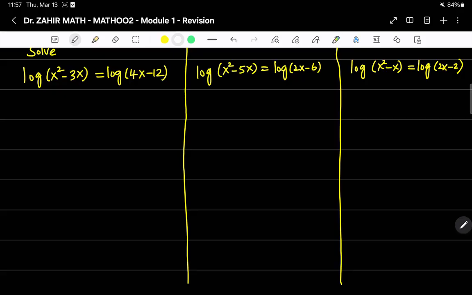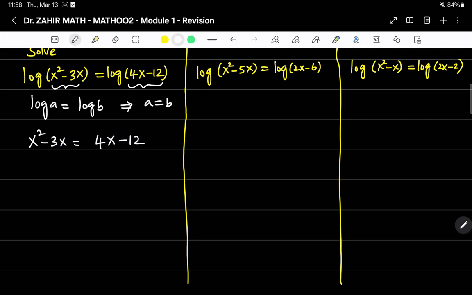So what is the property we are going to use? The property is: if log A is equal to log B, we can use the rule A equals B. The same idea I'm going to use. So log X = log Y implies A = B. So this is your A and this is your B, so x² − 3x = 4x − 12.